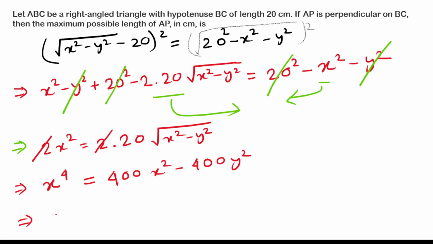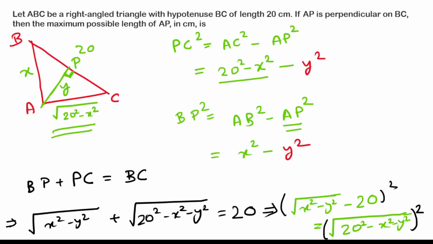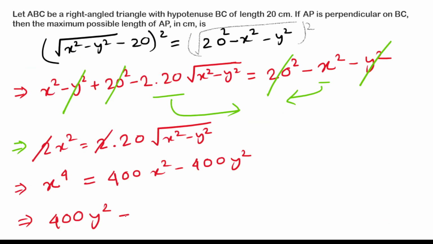Now what you have to find out? You have to find out the highest possible value of y, because if you remember, AP is y and we have to find out the highest possible length of AP, right? Yeah. So 400 y square will be 400 x square minus x to the power 4, right? So once you have that, this is how you solve this particular problem.